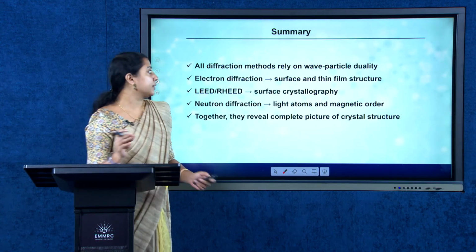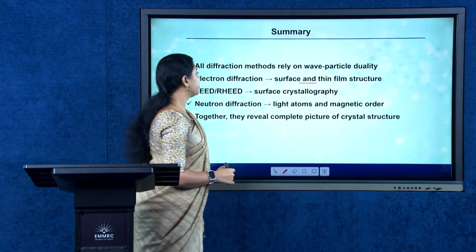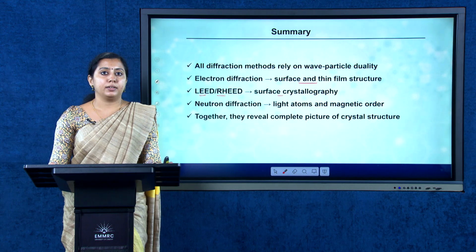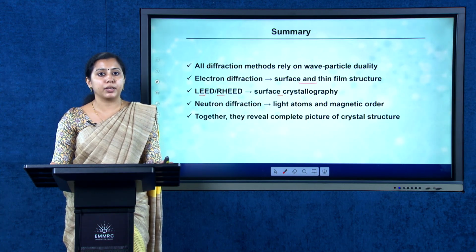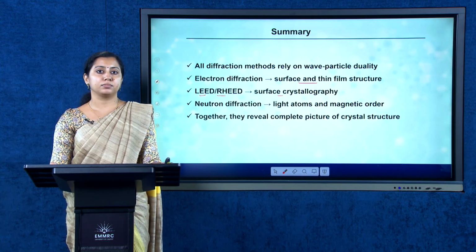Electron diffraction is generally used for surface studies and the analysis of structures of thin films. The electron diffraction methods, particularly the low energy electron diffraction or the reflection high energy electron diffraction, are widely used in surface crystallography or surface studies. Neutron diffraction is particularly useful in the study of light atoms and also magnetic ordering. So, together, both electron diffraction and neutron diffraction reveal a complete picture of the crystal structure.